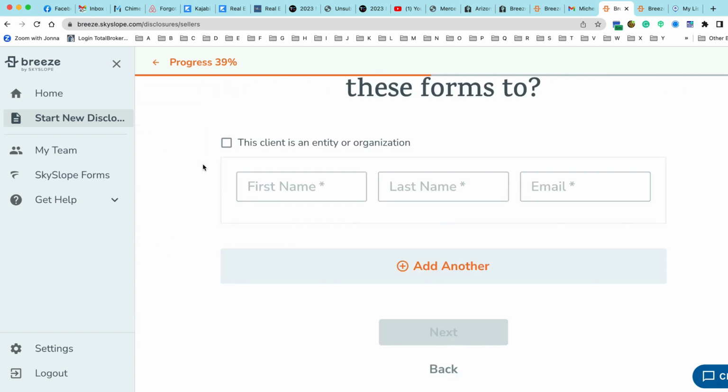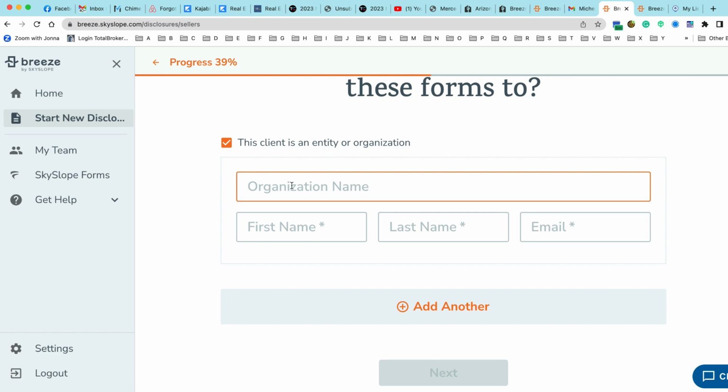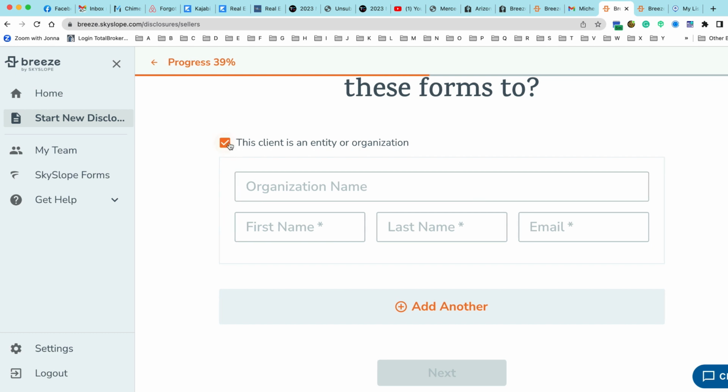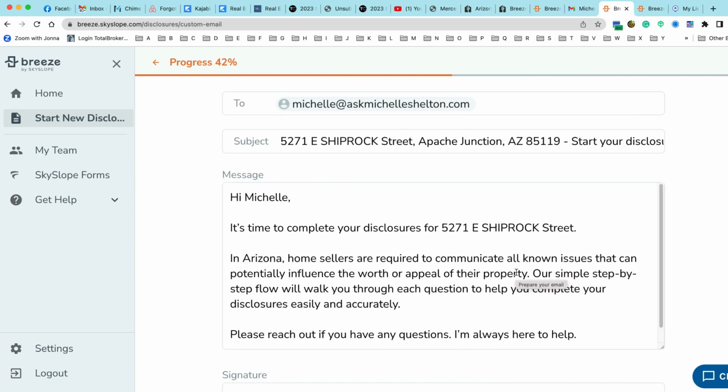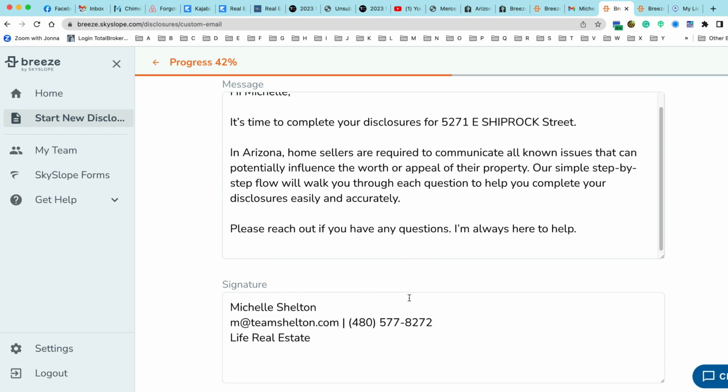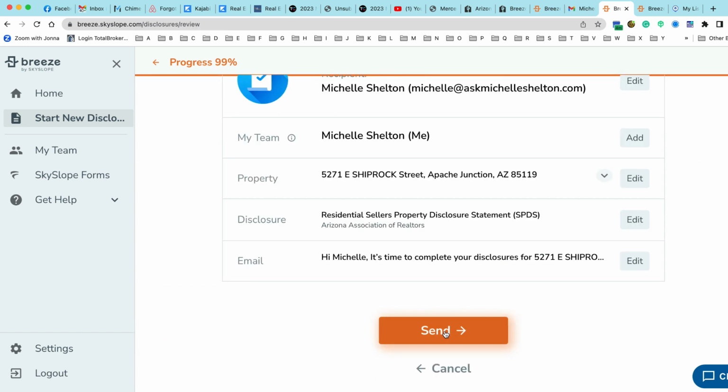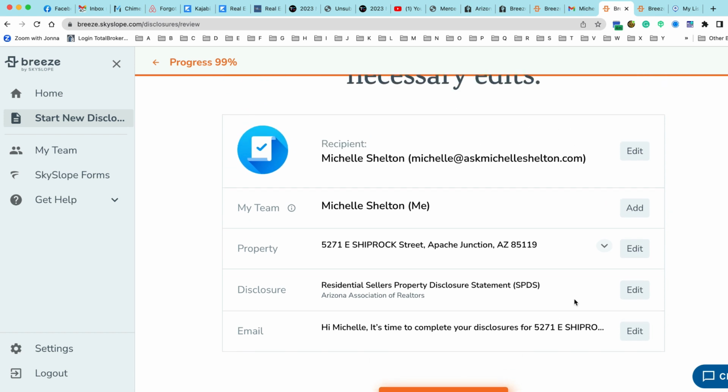We'll choose that one. This client is an entity. So if it was a trust or something like that, you could put that in there, but we're just going to put my name in here. All these emails go to me, so I'm just going to use a different email so it doesn't confuse the system. It's time to complete your disclosures, and Arizona home sellers are required to communicate all known issues. Okay, great. Has my signature in there and the whole bit.